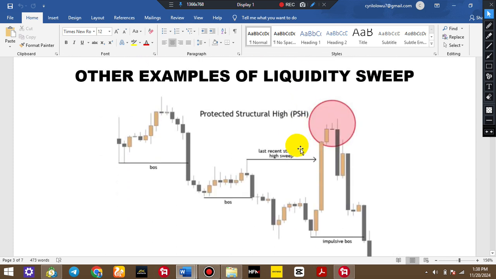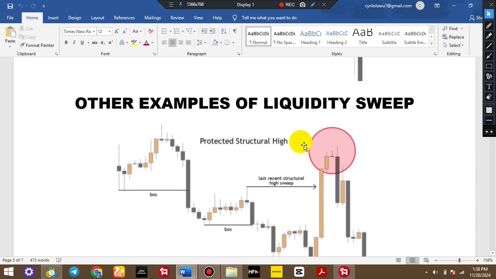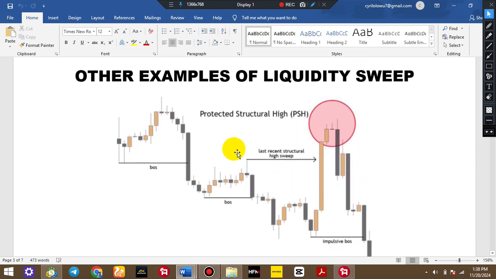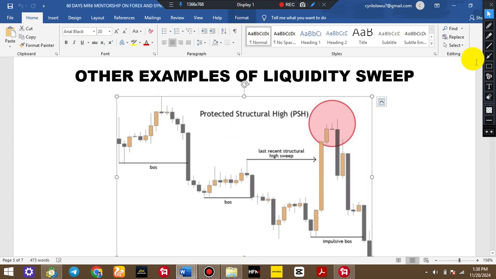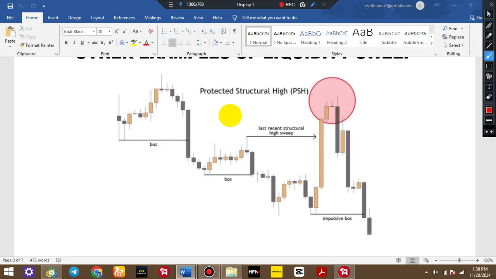Now let's see other examples of liquidity sweep. This is another instance where price, this was the high, that led to the break of structure. So what happened? Price came and swept that liquidity. Before we can confirm it's a liquidity sweep, price must not create another low. Because if price should create another low, it means this massive move that came inside here was just to sweep liquidity.